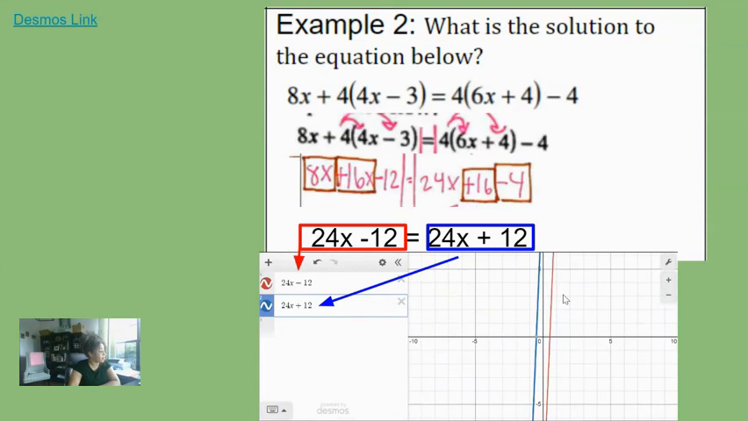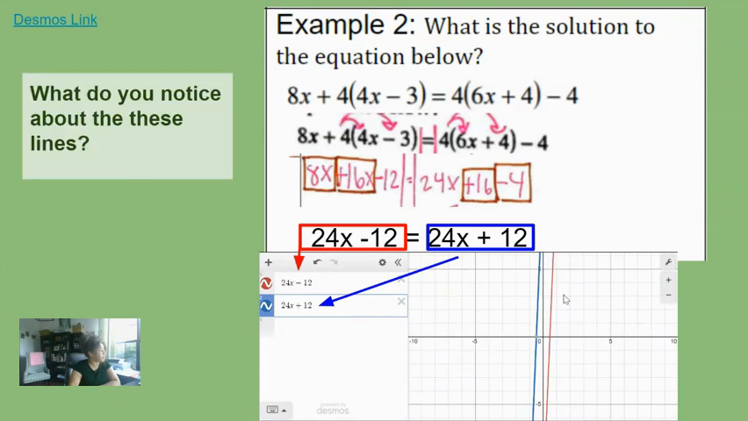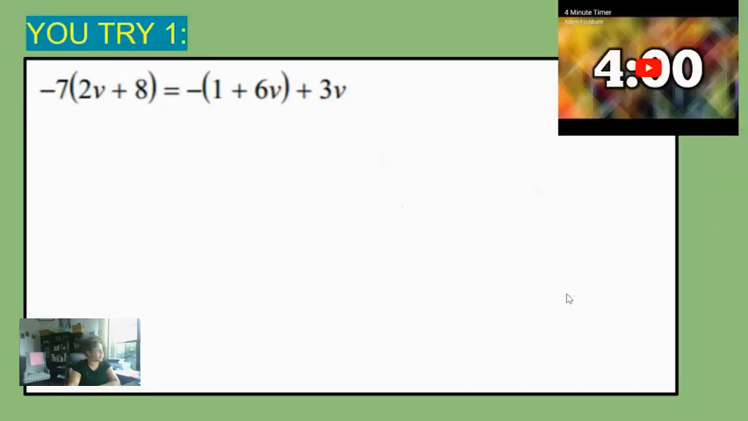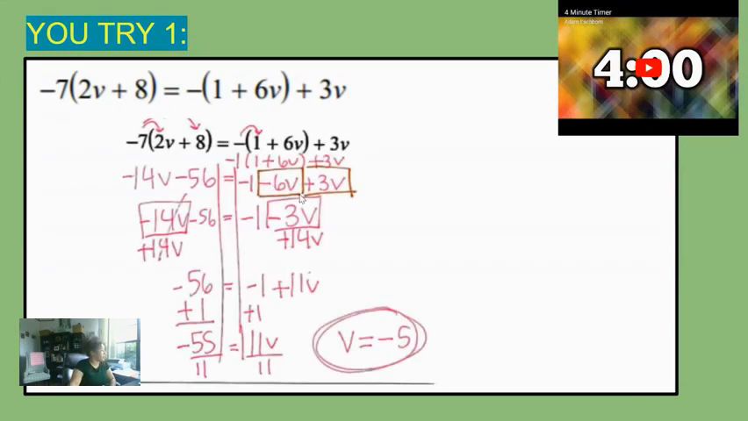So put that there, and what did we notice about the lines? They're parallel lines. Now you're going to try this. You're going to give yourself 4 minutes, and I want you to solve this and see what you get. So pause the video, and solve the equation. Now, once you've solved the equation, you should get something like this. B equals negative 5.